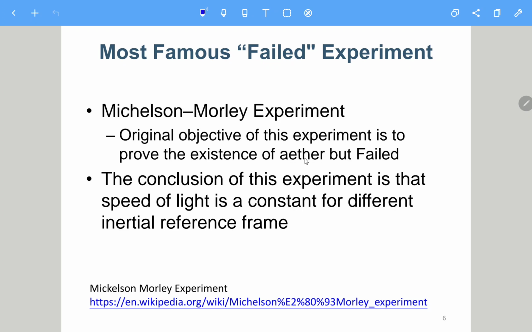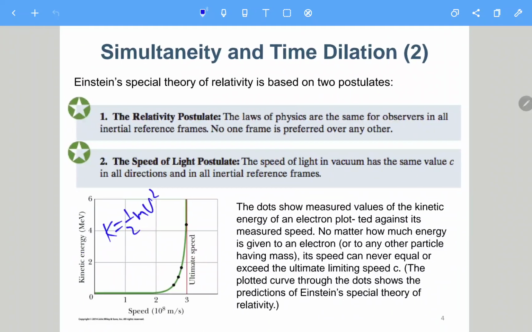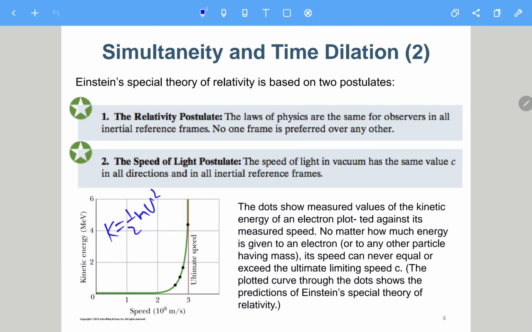because if the ether exists, then the speed of light in two directions should be different. But here you find that the speed of light in the two directions is actually the same. So the conclusion of this experiment is that the speed of light is a constant for different inertial reference frames. And due to these two types of experiments, they came up with the postulate that the speed of light should be constant no matter what your inertial reference frame is, even if you're moving at half the speed of light towards or away from the light, the speed of light is still c.